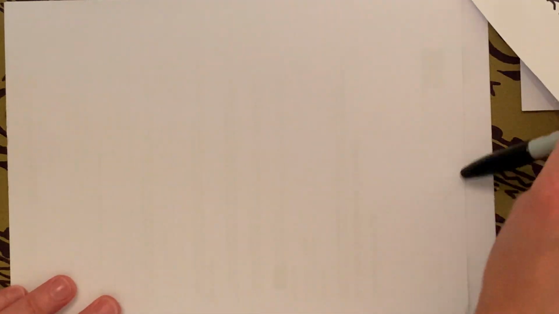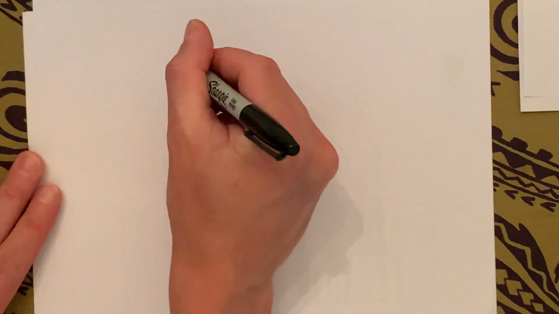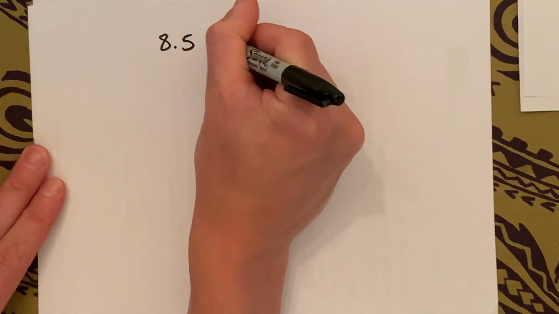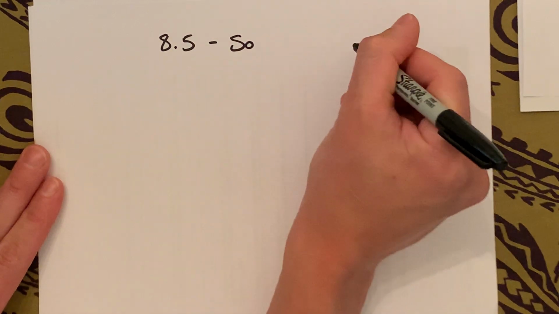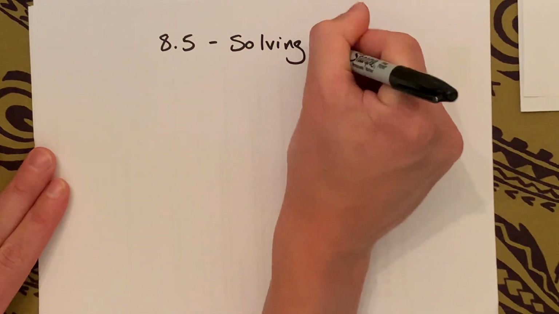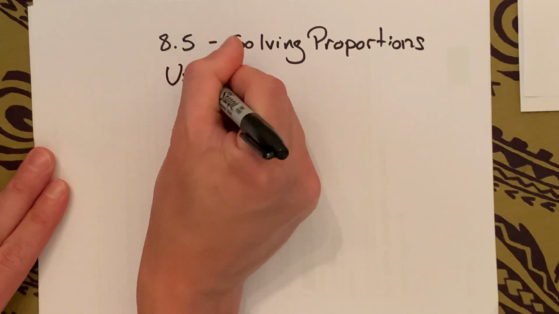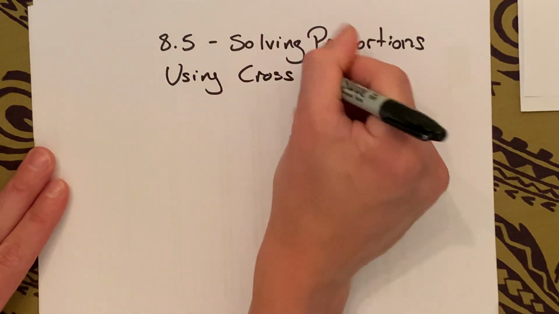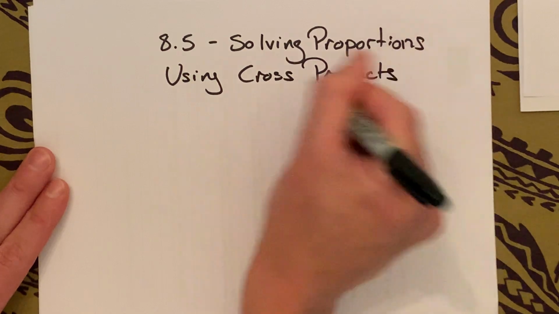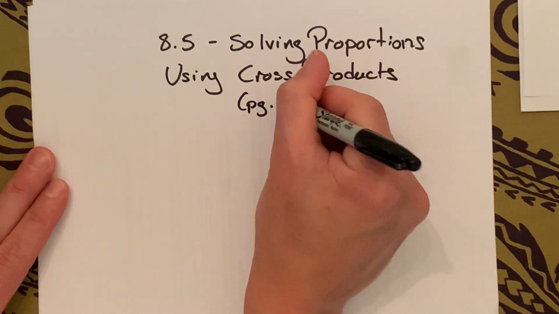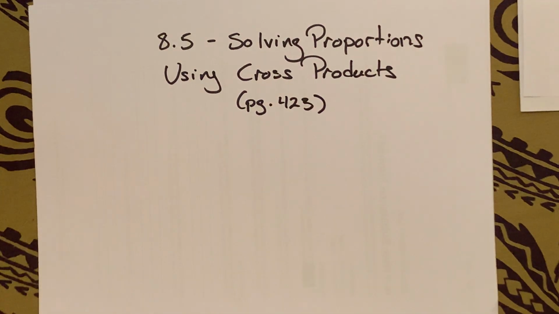So getting into 8.5 today, we're going to be looking on page 423 for 8.5. So 8.5 is solving proportions using cross products. And if you're following along, I'm on page 423. So the cross product property states that the cross products of a proportion are equal.